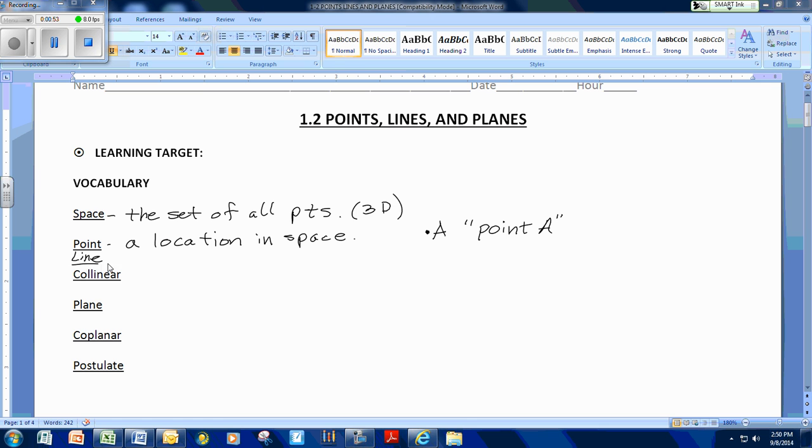A line is a series of points that extend in both directions forever.